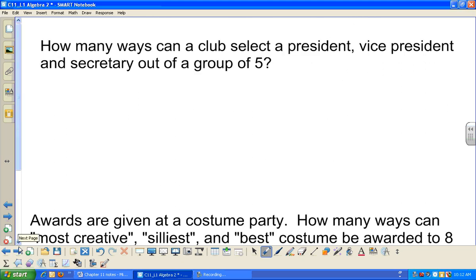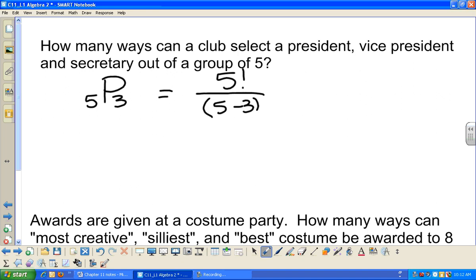Now, if I have a question, how many ways can a club select a president, vice president, and secretary out of a group of 5? Since order matters here, I would use permutation. There's a total of 5 different people. I'm choosing 3 of them. So I'll have 5 factorial over 5 minus 3 factorial, which is equal to 5 factorial over 2 factorial.